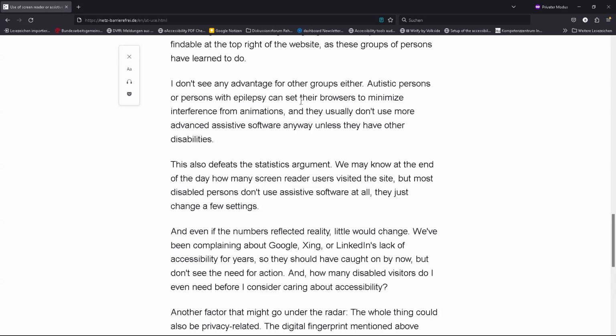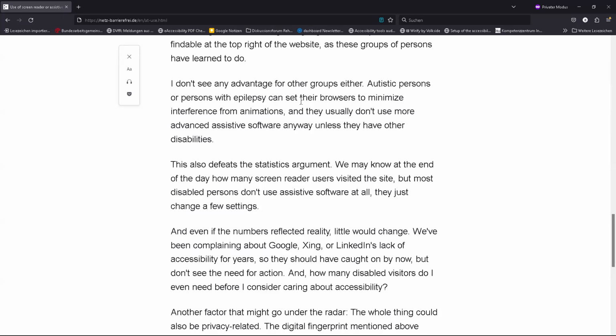And another problem is the statistics argument. Sounds pretty good, but most people with disabilities don't use any assistive technology. For example, autistic people don't use assistive technology. Perhaps people with ADHD, with deficiencies in concentration and attention, don't use assistive technologies in most cases, or perhaps only little adjustments in the operating system.